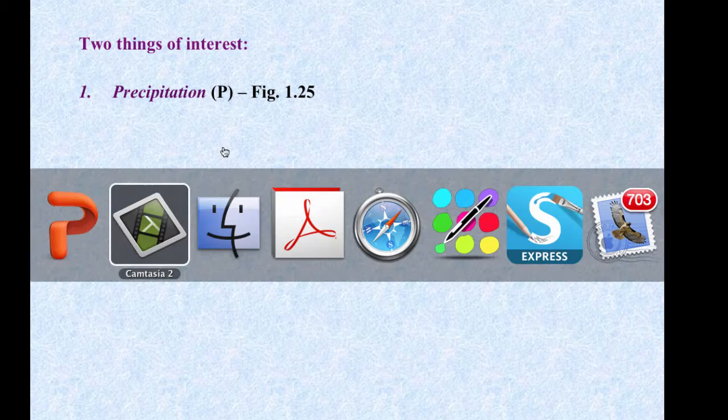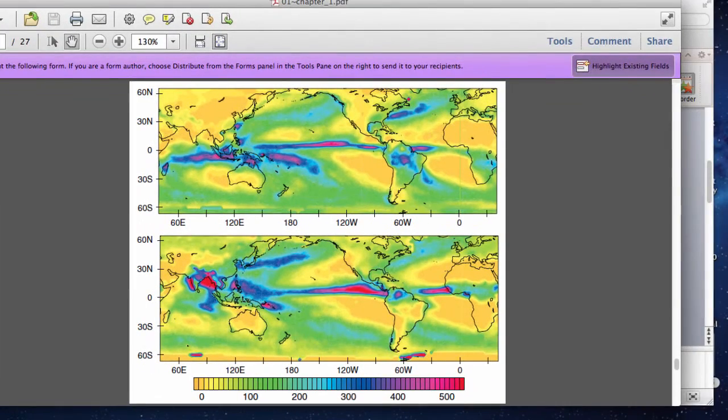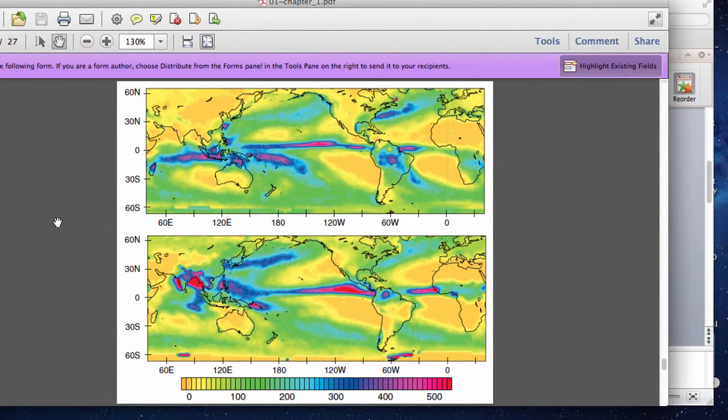Let's have a look at figure 125 in the book. This is a map of global precipitation. We saw this earlier in the semester. Always you want to look at these kind of bands underneath the color bar to see what's going on. So the bluer areas are more precipitation, and the yellower areas are less precipitation. So we know roughly around the planet where it rains. It rains a lot around the middle of the planet, across the middle of the Indian Ocean, the Western Pacific, the Central Pacific, and the Central Atlantic.